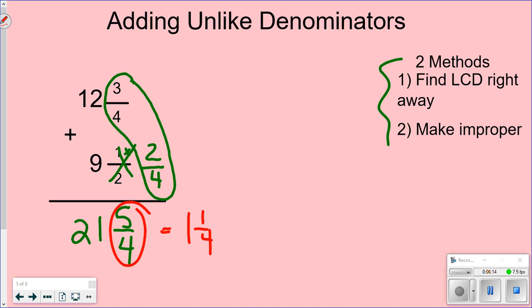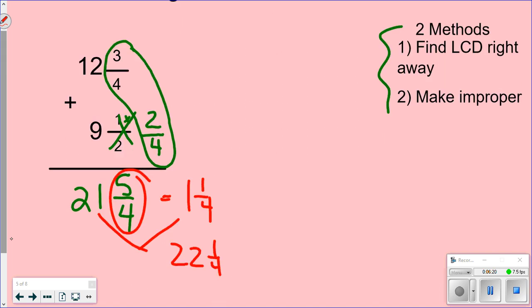Now I'm going to add these two together, and I would get 22 and 1/4. So it's just kind of what we talked about yesterday. The only thing that's different is the denominator part of it. If you want to make improper fractions, you can do that also. But you still have to have a common denominator.